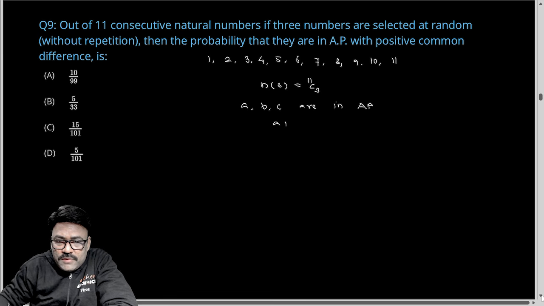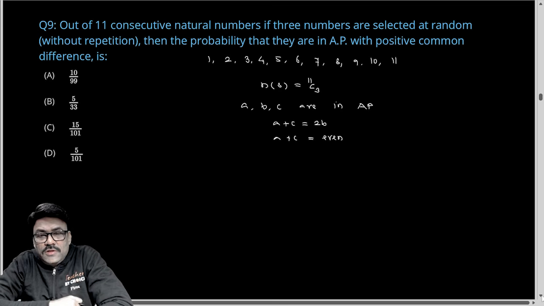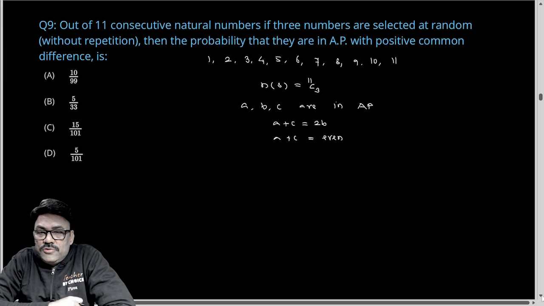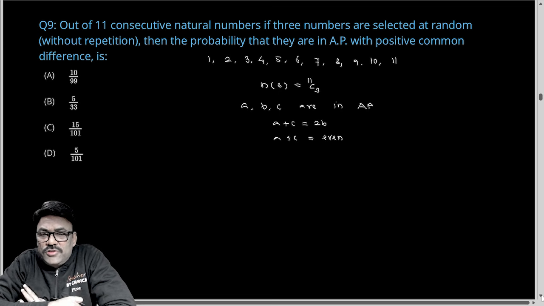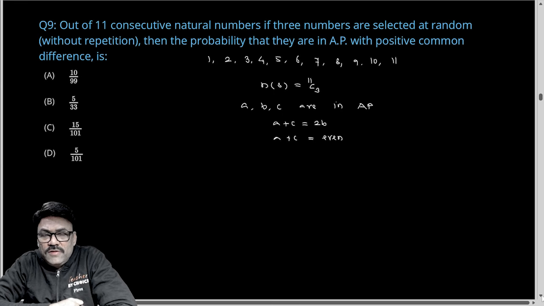So hence A plus C must be 2B. And hence A plus C must be even. And since A plus C is even, ultimately both A and C should be even, or both A and C should be odd. And as soon as you select A and C, B will be automatically selected because B is basically A plus C by 2.